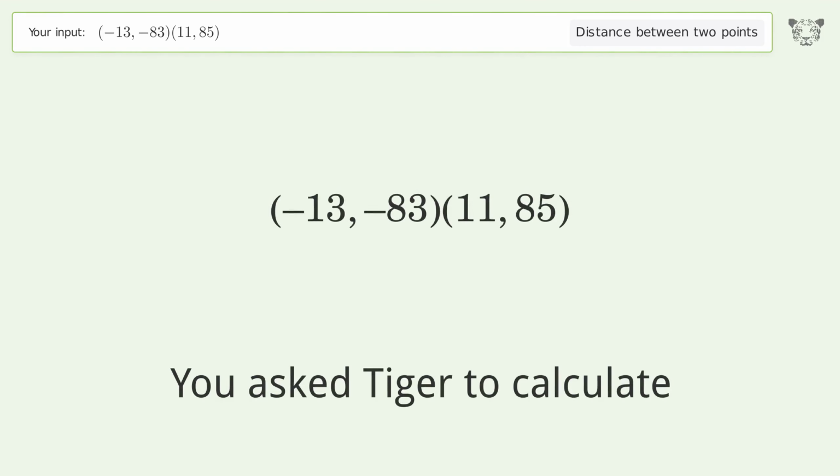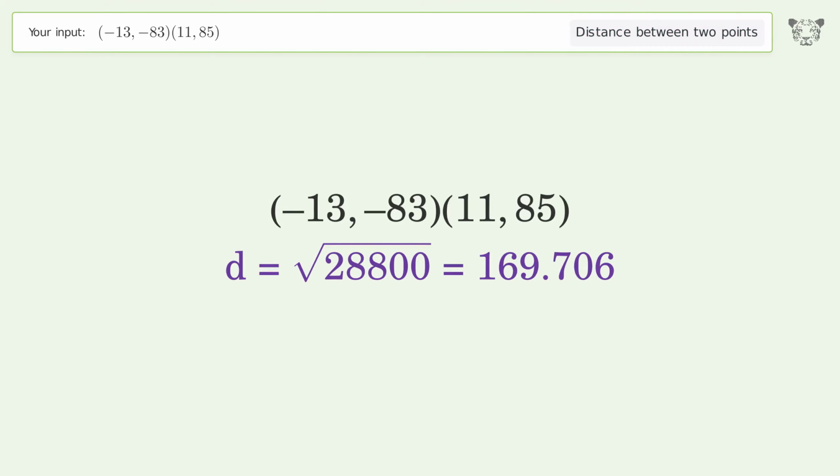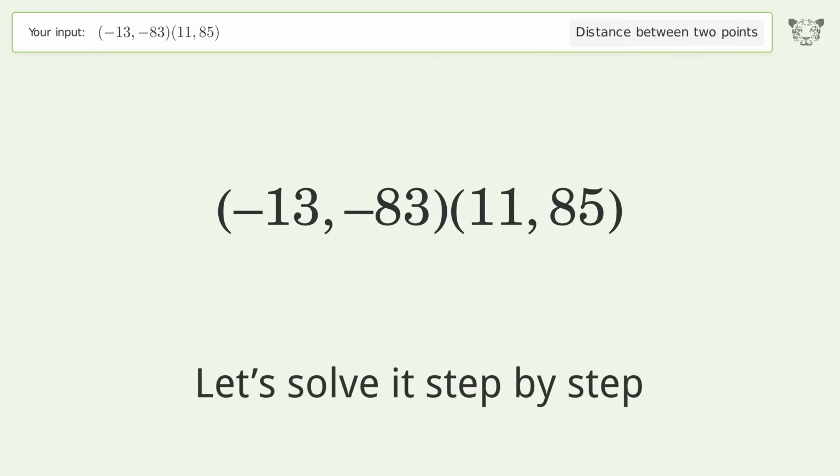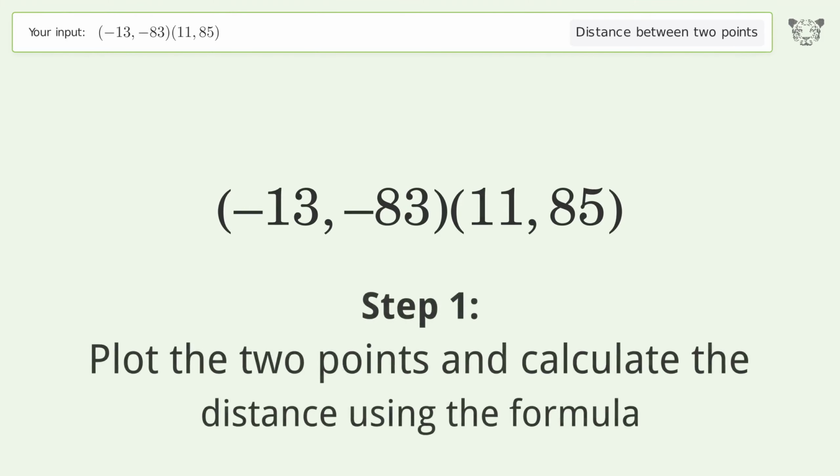You ask Tiger to calculate. This deals with the distance between 2 points. The distance between the 2 points is the square root of 28,800, or 169.706. Let's solve it step by step. Plot the 2 points and calculate the distance using the formula.